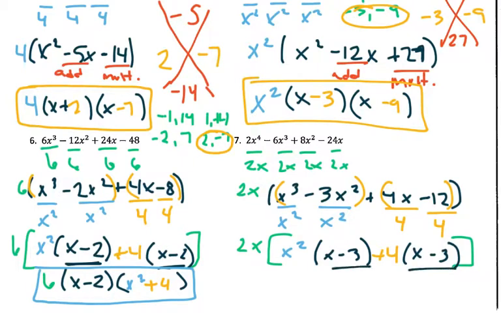So those two binomials are the same, and so we're going to go ahead and put 2x out front with an x minus 3, and then the leftovers of x squared, and then the plus 4.